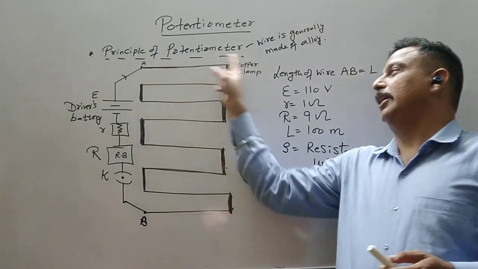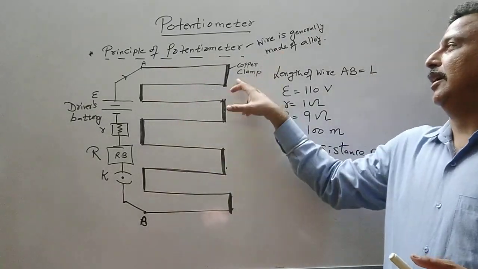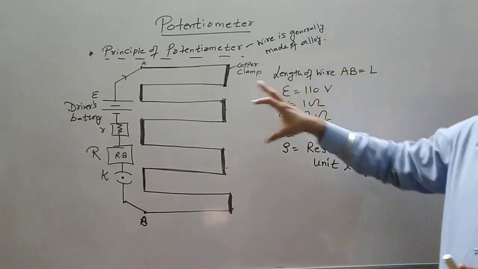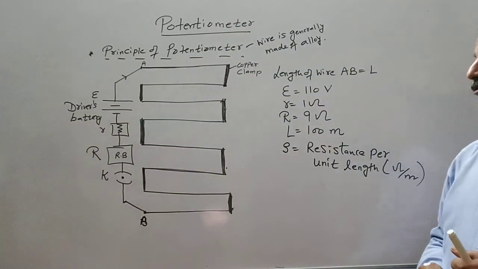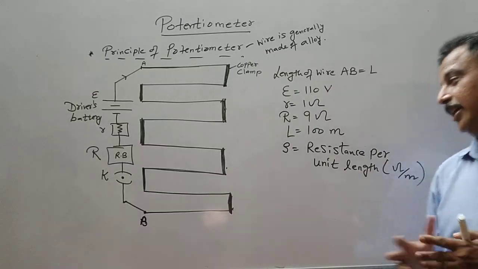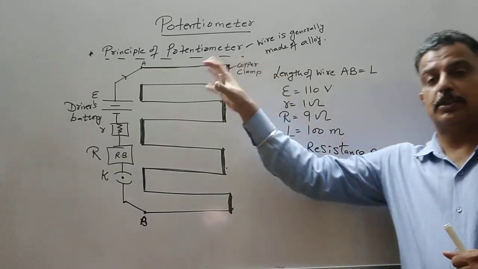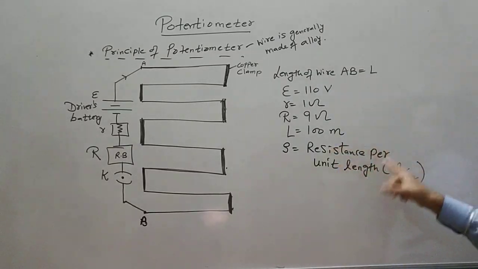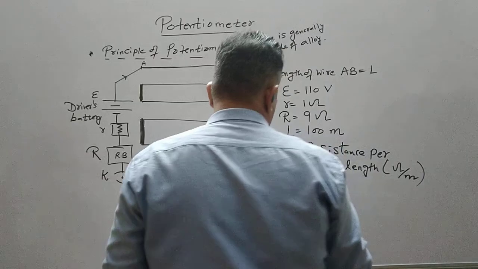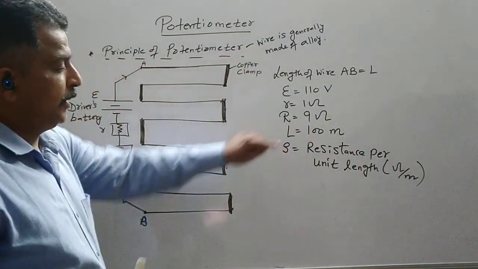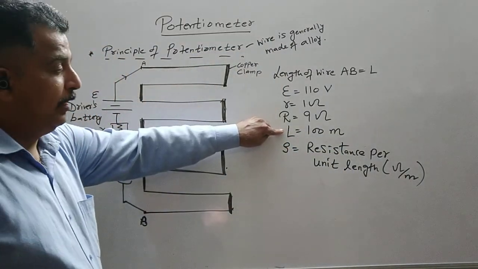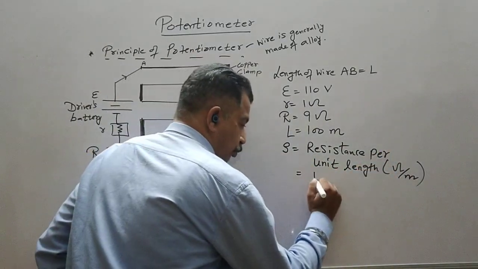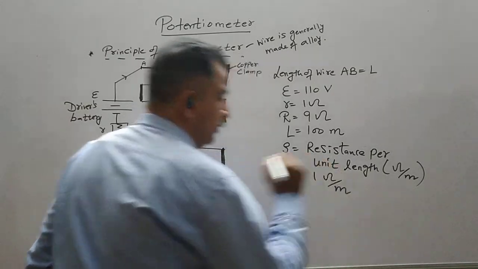We have simply drawn a wire which is connected to a copper clamp, so that the tension is there in the wire or the wire is completely stretched. Moreover, we assume that the cross section of the wire is constant. Now resistance per unit length is rho. Now if the total length of the wire is L, so 1 meter wire has, let us take this value as 1 ohm per meter.